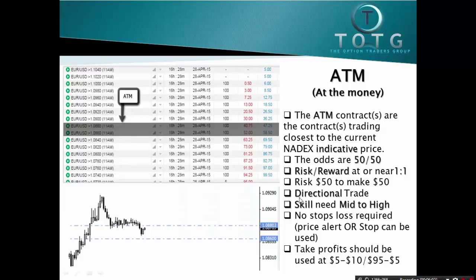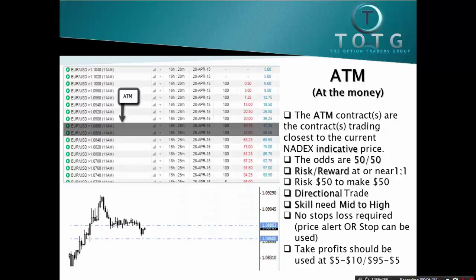Now this is a directional trade. You need to have a bias here. You need to say, okay, it looks like it's bouncing off of this support, so I'm going to buy this, and I think price will be above here at a certain time. Or it's bouncing off a resistance, and I think it's going to be below here at 11 a.m. You need some type of bias.